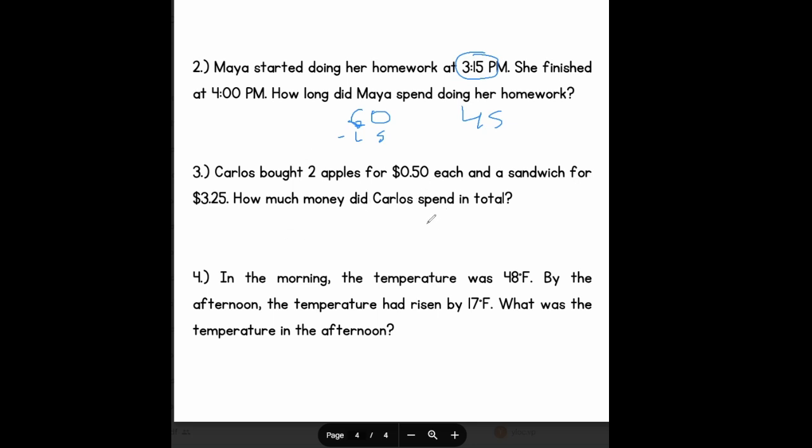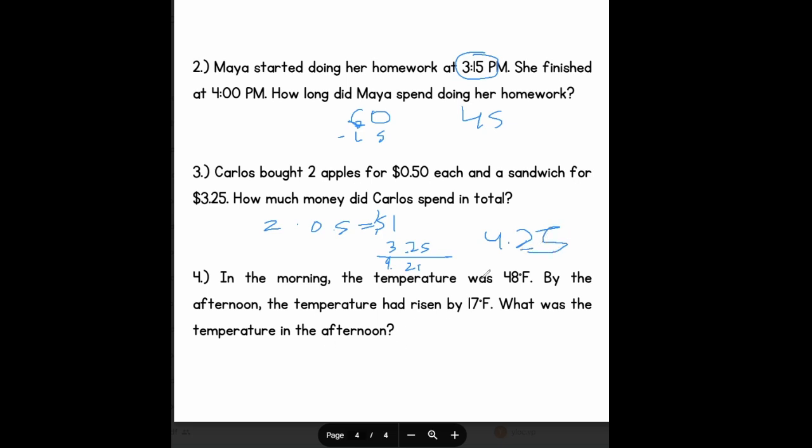Carlos bought 2 apples for 50 cents each and a sandwich for $3.25. If he bought 2 apples, it would be $1. And another sandwich for $3.25. So this will become $4.25. He spent $4.25 in total.